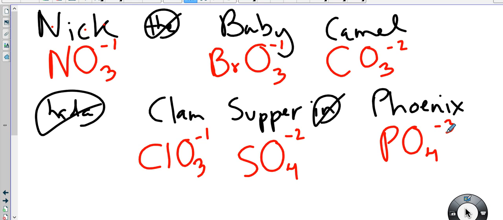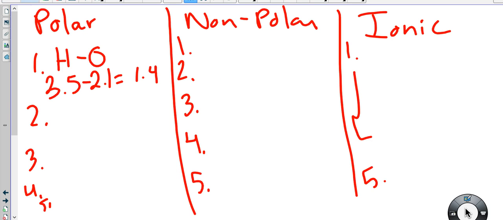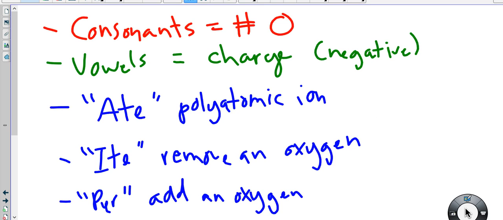But basically, I know there's some that aren't in the saying. I'm about to talk about that. What was your question, Casey? What is ITE? So if something ends in ITE, that means, just kidding, don't freak out. If it ends in ITE, you need to remove an oxygen, because the saying gives you the ATE. The saying gives you the ATE. To get the ITE, you remove an oxygen. You add an oxygen to get the per. That makes sense now. Any other questions? Let me show you the ones that aren't on the list. There are 4 that aren't in the saying.